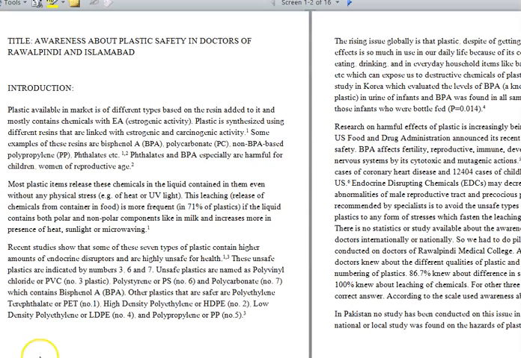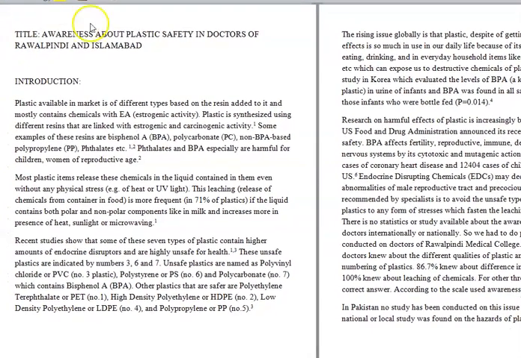I will now show you a sample synopsis for better understanding. So this is a synopsis on plastic safety awareness. This is the title of the study, then the introduction on the topic. First of all, I have given a few lines about plastics and the different types of plastics, and then the problems with plastic utensils. These are the 2 paragraphs on background of study.